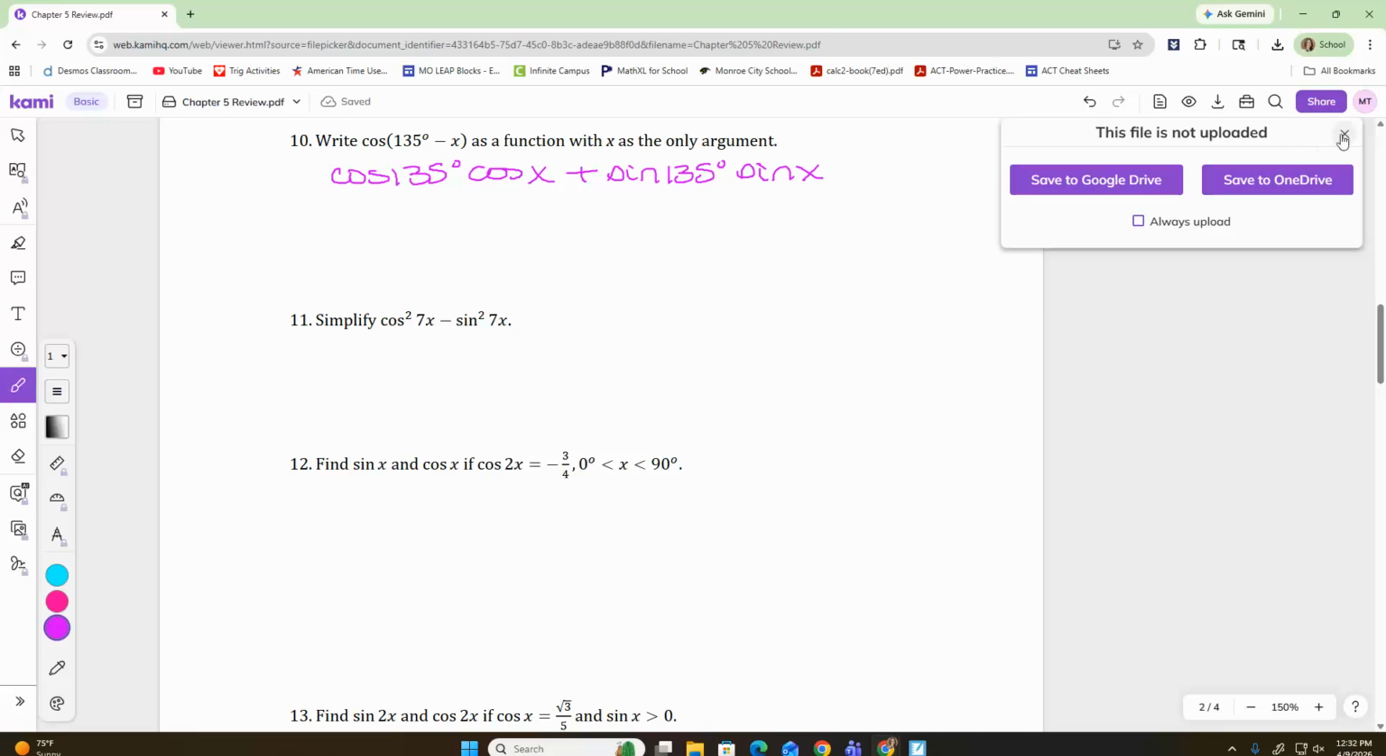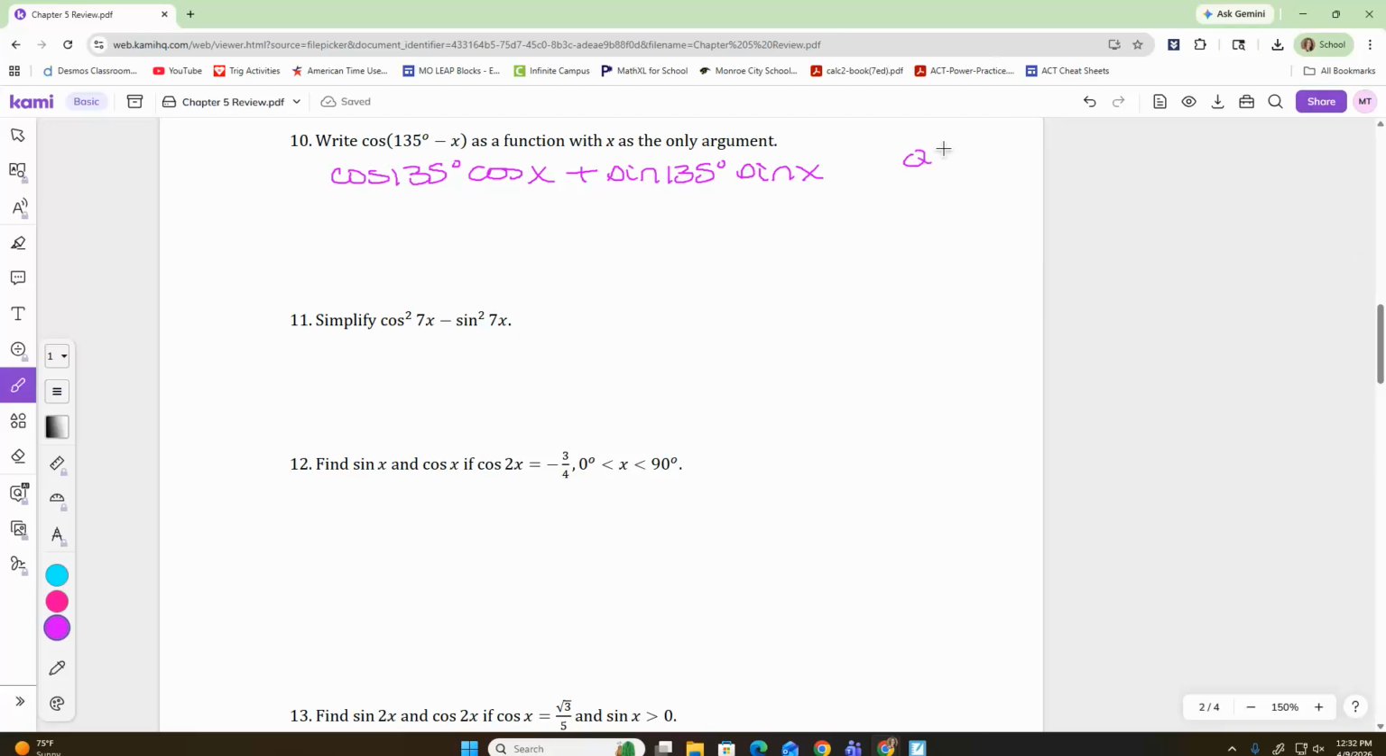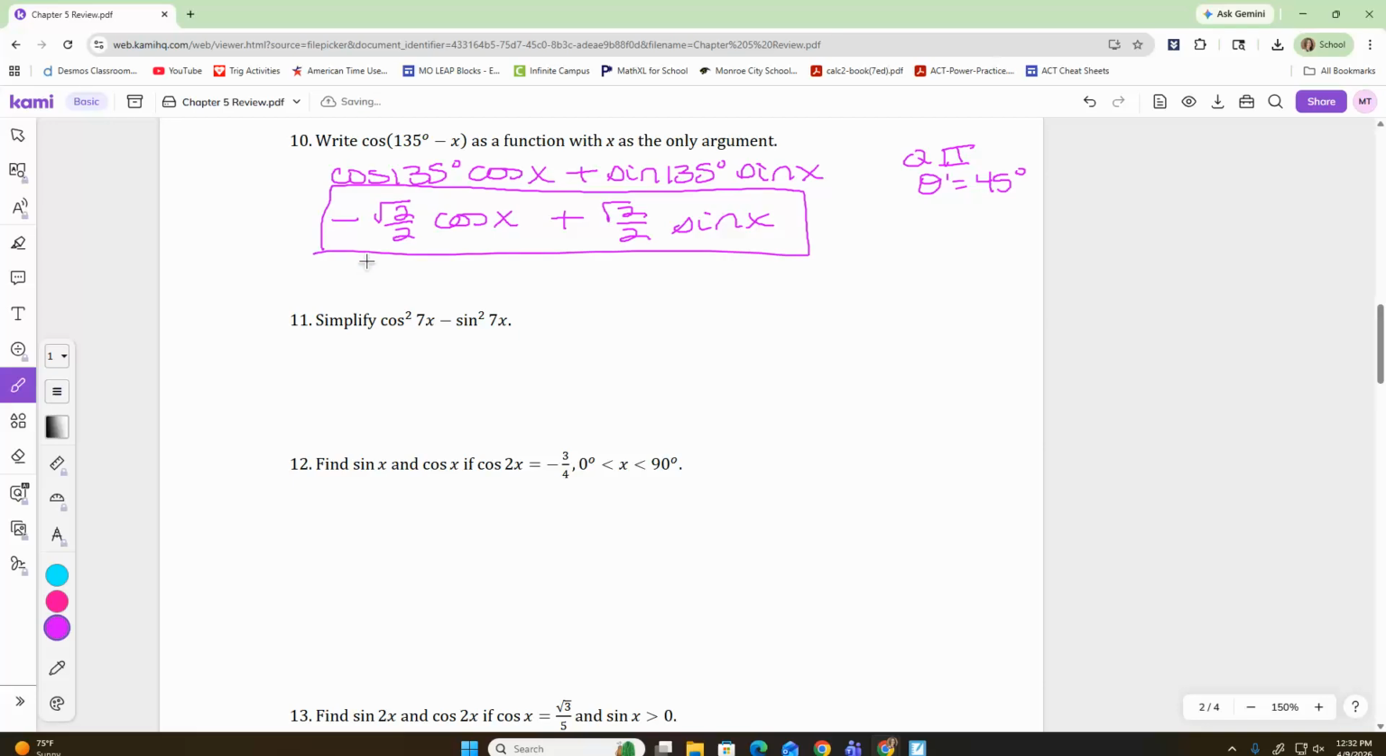135, what quadrant is that? What's my reference angle? Okay, in quadrant 2, is cosine positive or negative? Negative. And then the cosine of 45? Okay, I can't do cosine x. Sine. In quadrant 2, sine is positive, the sine of 45? Radical 2 over 2. You can leave your answer like this. I don't remember how I wrote it on my key. I might have put them together in a single fraction. You don't have to. This is perfectly acceptable.